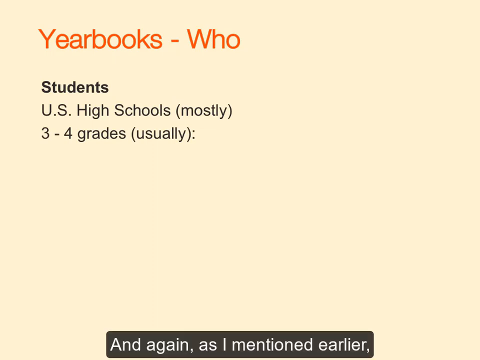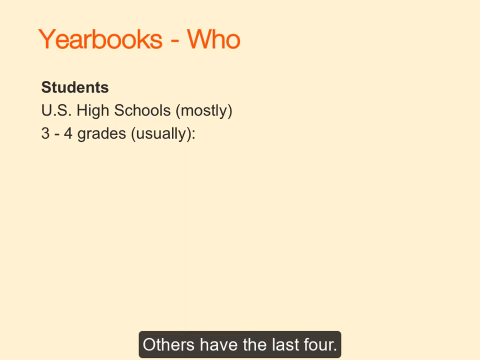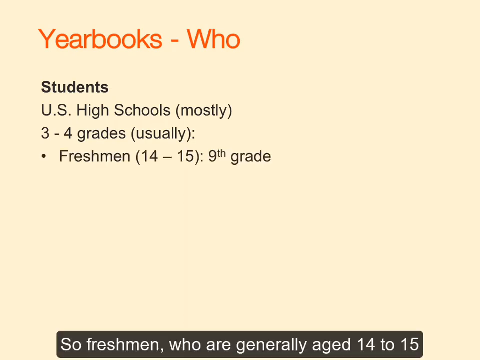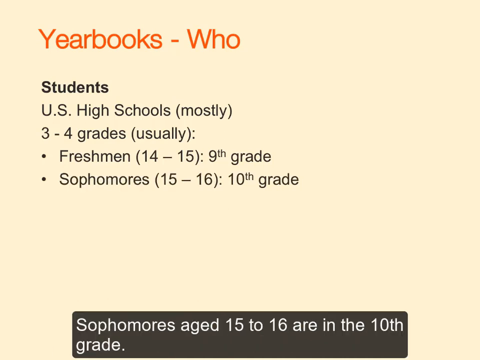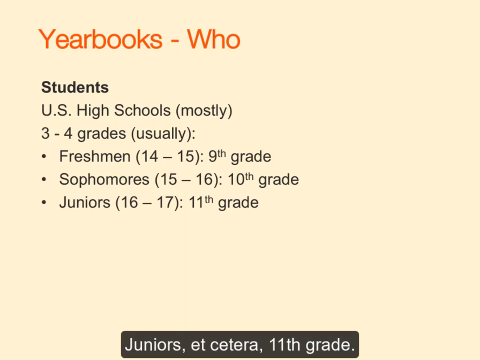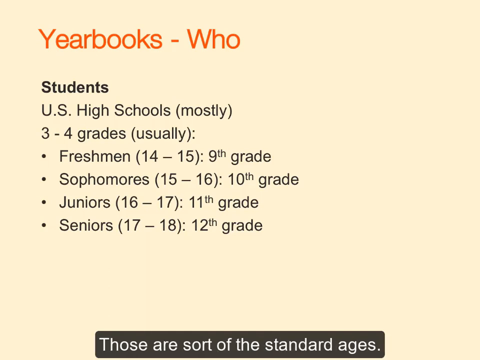And again, as I mentioned earlier, some high schools only have the last three grades, others have the last 4. So freshmen, who are generally aged 14 to 15, are in the 9th grade. Sophomores aged 15 to 16 are in the 10th grade. Juniors, etc., 11th grade, with seniors ages 17 to 18 in the 12th grade. Those are sort of the standard ages.